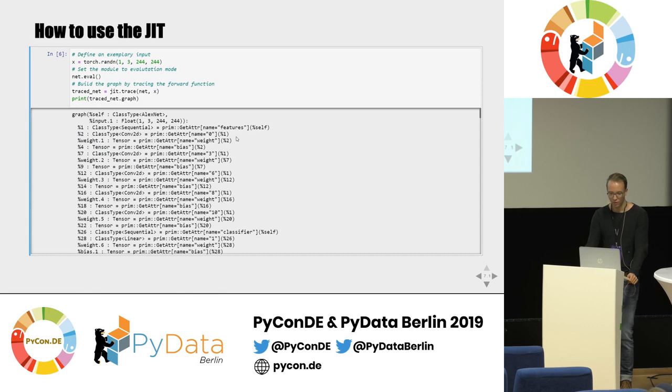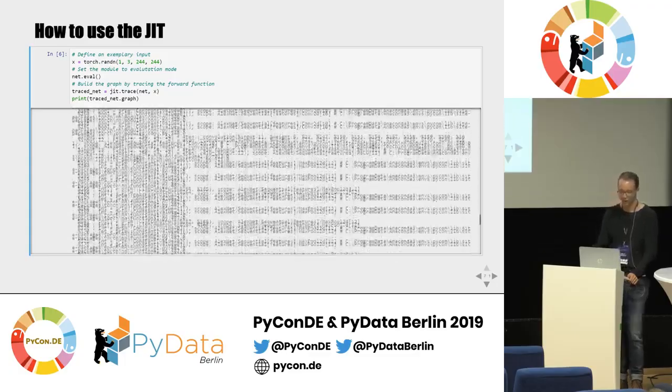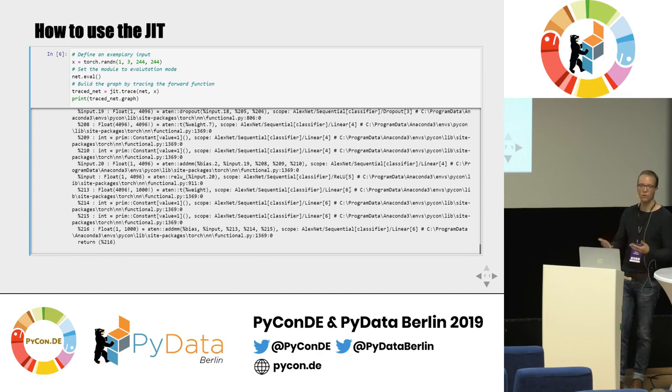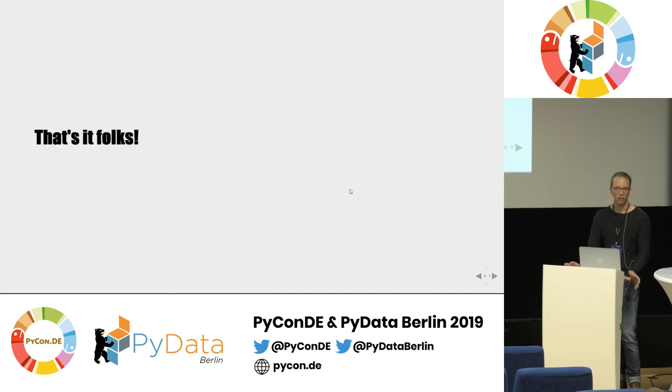So this is the computation graph, and I think nobody can read it. It's not really that human readable anymore, but it does exactly the same as the forward function of the AlexNet does. Now that we have our computation graph, we can save it to disk, which we do with the jit.save command, which works just like the torch.save command, but for traced and scripted models. And we're good to go. Basically, that's it. So this is how you use the JIT for saving your model.